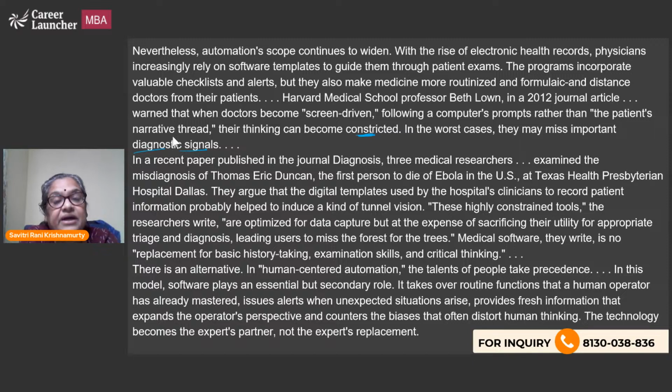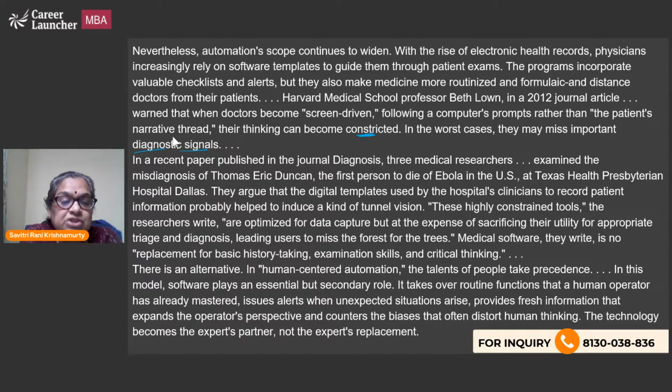There is an alternative. What is the alternative? In human centered automation, the talent of people takes precedence. What is the solution to this? The solution is human centered automation. And what is human centered automation? Where human beings take precedence over software, where the talent, diagnosis, instinct, experience of people is given more priority.